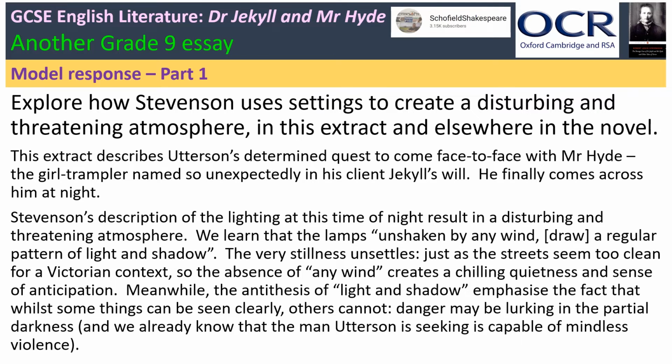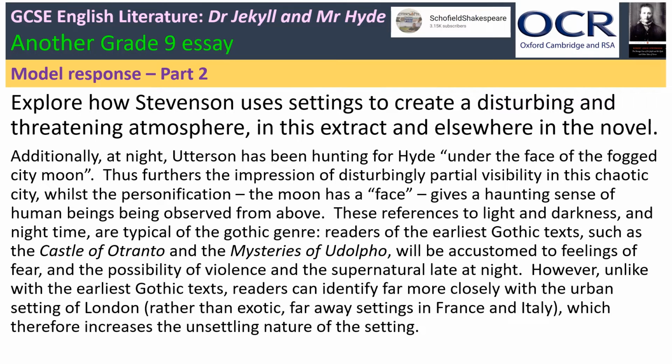Meanwhile, the antithesis of light and shadow emphasizes the fact that while some things can be seen clearly, others cannot. Danger may be lurking in the partial darkness, and we already know that the man Utterson is seeking is capable of mindless violence. Additionally, at night, Utterson has been hunting for Hyde under the face of the fogged city moon. This furthers the impression of disturbingly partial visibility in this chaotic city, whilst the personification, the moon has a face, gives a haunting sense of human beings being observed from above.